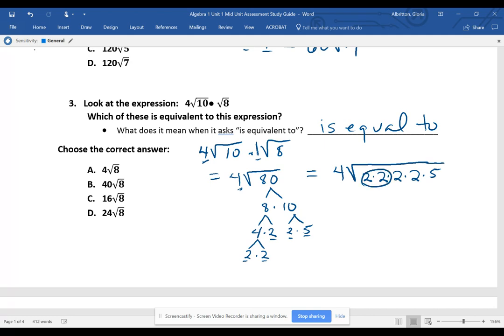And now we group any pairs. So 4 is there from the original coefficient. And I pull out one of the 2s for this pair and one of the 2s for the second pair. Since the 5 doesn't have a pair, it wasn't matched up with anything, it has to stay under the radical sign. And then when I multiply 4 times 2, I get 8. 8 times 2 is 16, radical 5. So my answer is C.